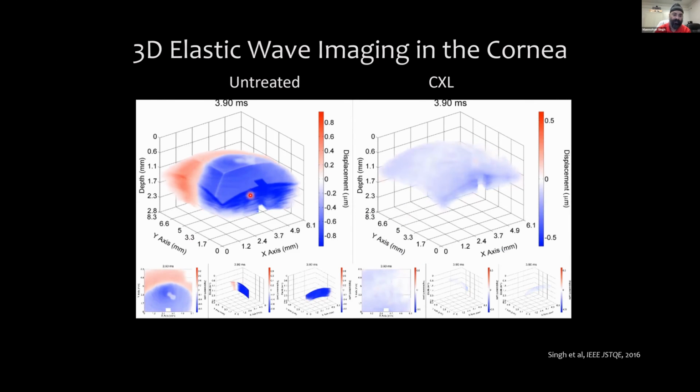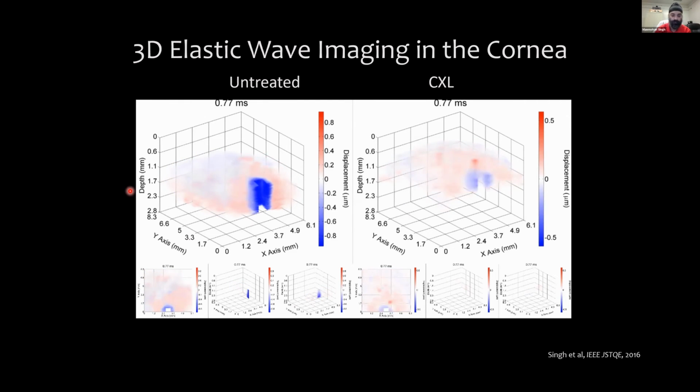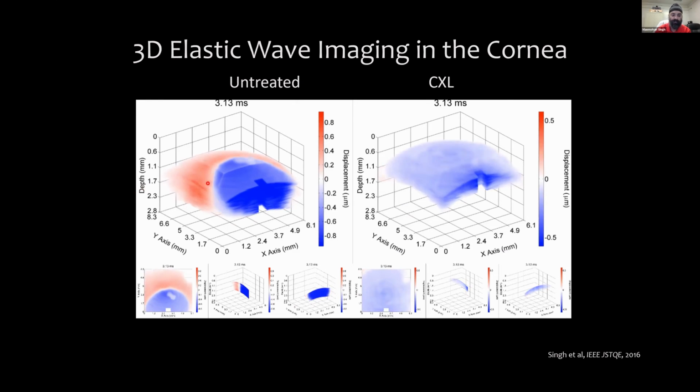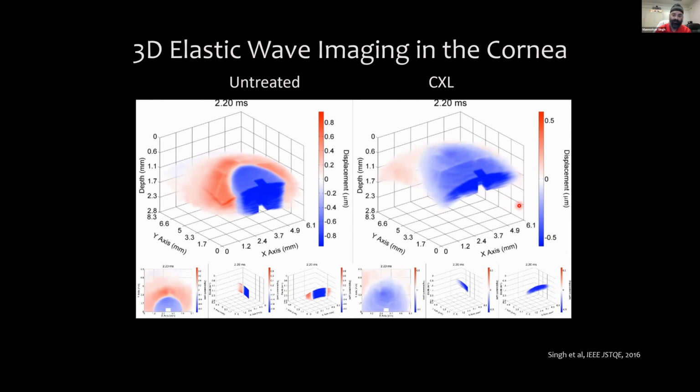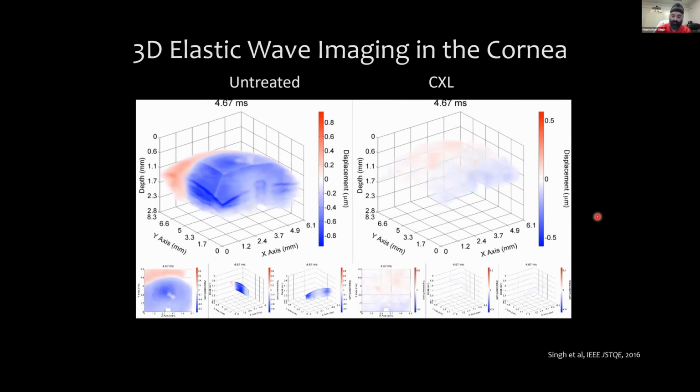You can see that again here in 3D. You can see this wave propagating in the left eye. These are porcine corneas in situ and at a controlled intraocular pressure. On the left eye, which is the untreated eye, this wave is propagating slowly. And after we cross-linked it, you can see that the wave propagates much more quickly, which of course means it's stiffer.